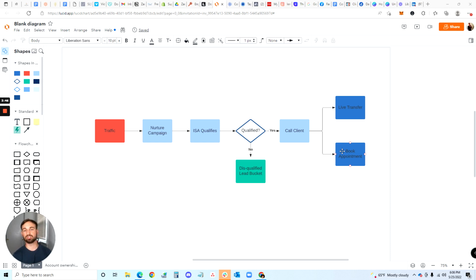That way, their show-up rate on these appointments on average right now is between 70 and 80%. And that way you aren't wasting your time when no one even shows up, right? I know that's a big problem in the industry as well, so that's something that we're trying to fix.